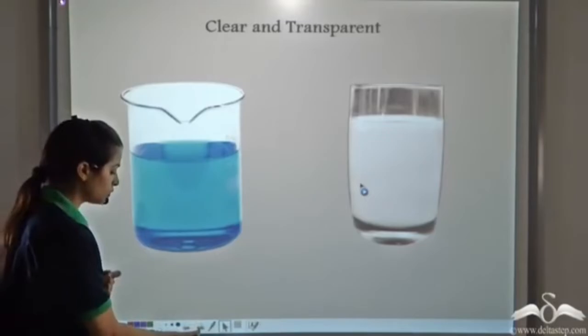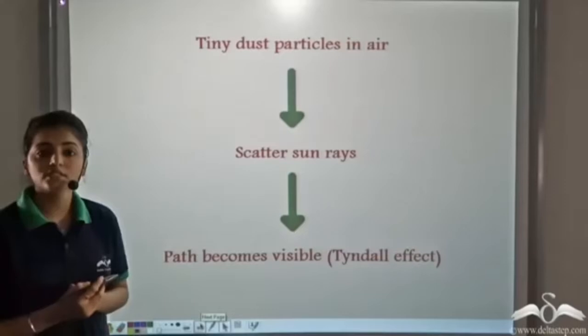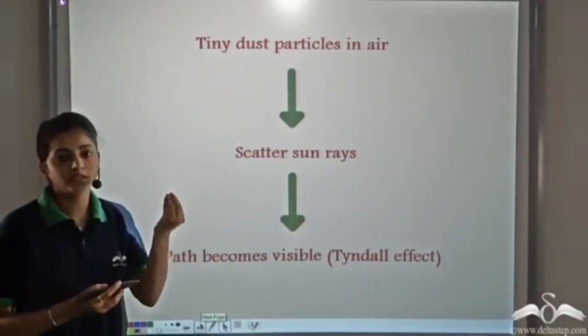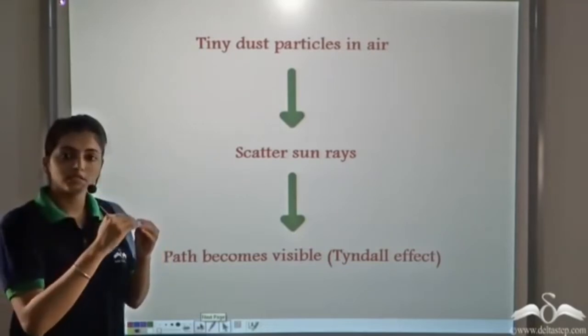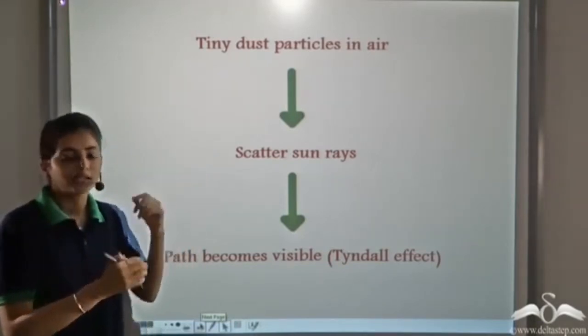Another very important property which helps us in distinguishing between the two is something which you must have observed in a dark room. If you have a dark room and you open a ventilator or a small window, you see the path taken by the light rays. Why do you see this path which is taken by the light rays? This is because there are tiny dust particles in the air. As the sun's rays strike these dust particles, the light rays scatter.